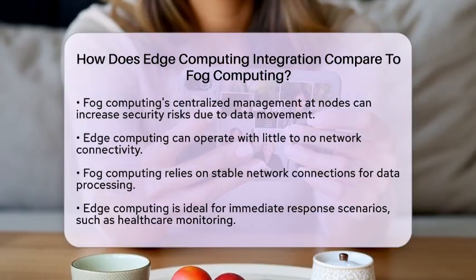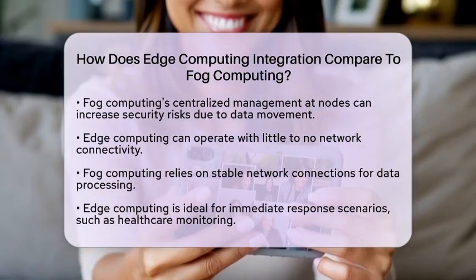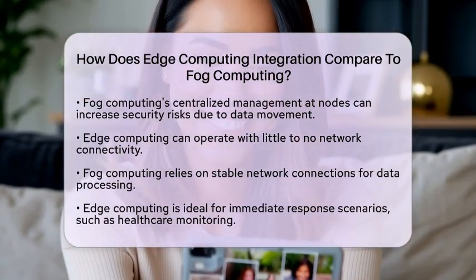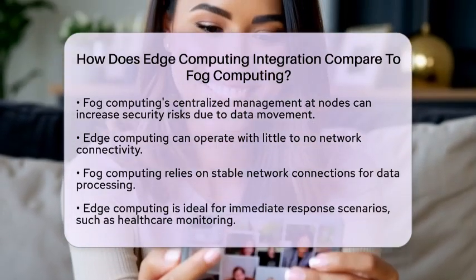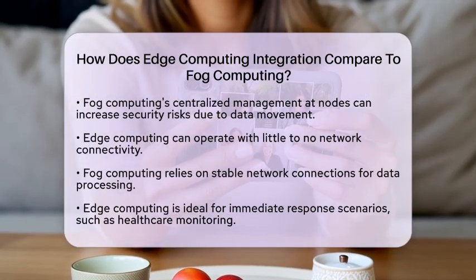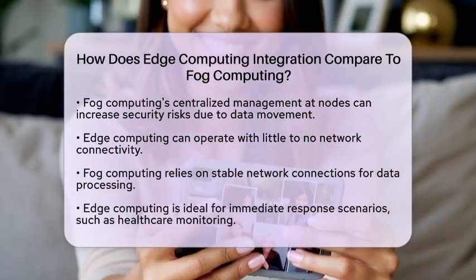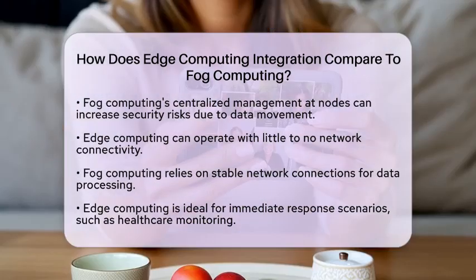When it comes to network dependency, edge computing can function with little to no network connectivity. This is because processing happens locally on the devices. Fog computing, however, relies on a stable network to connect fog nodes with edge devices and the cloud. This makes fog computing better suited for larger-scale data management.